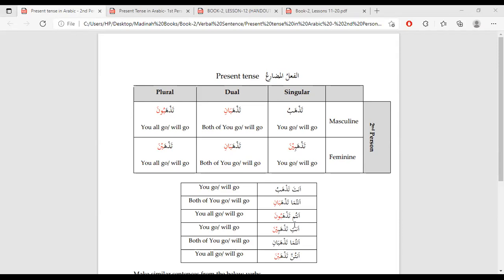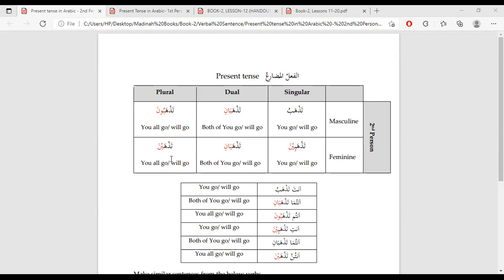And when we talk to the person who is right in front of us and the feminine singular, we say anti tadhabina. And for the plural, what happens here, we can see from tadhabuna, the waw drops and it becomes tadhabna. So for the masculine plural, we say tadhabuna, and for the feminine plural, we say tadhabna. So similarly, taf'alna, similarly tadribna, similarly tasma'na. So all the verbs will be on the same pattern.